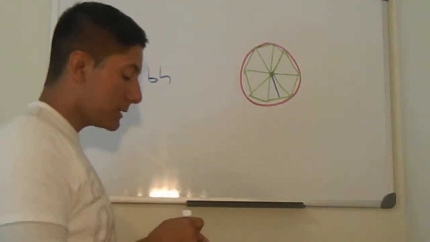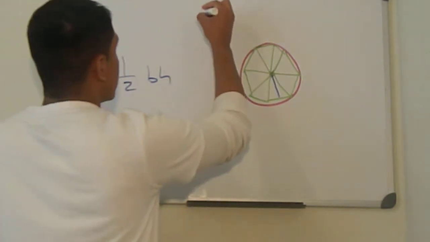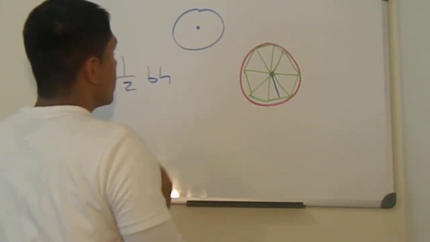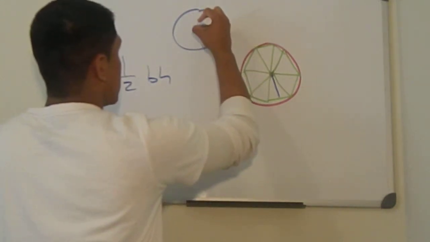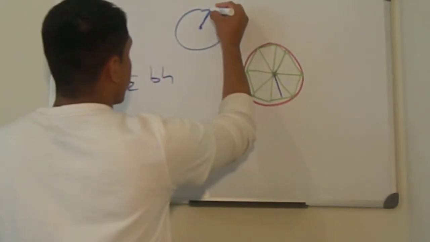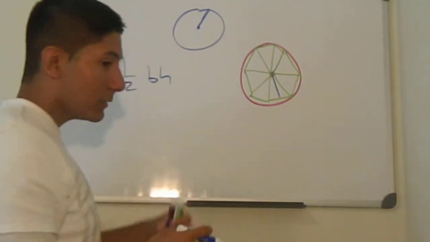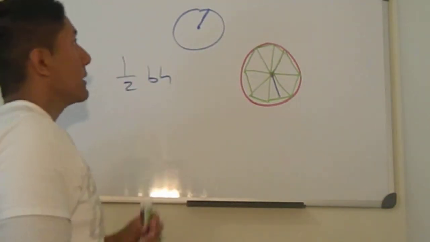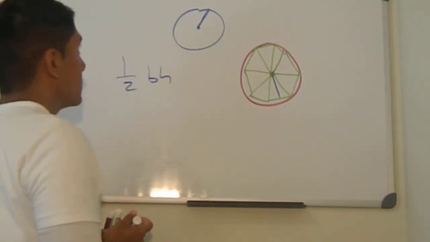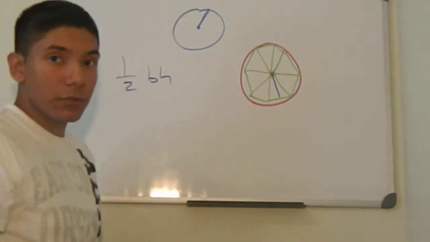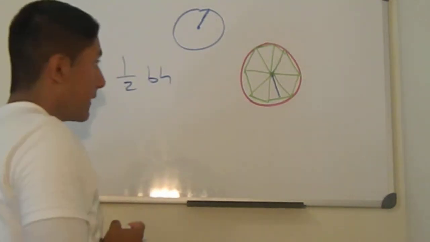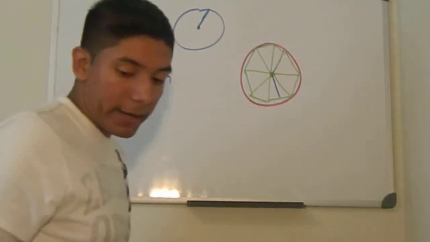But the key idea in this derivation is that if we draw our circle and we draw an infinite amount of triangles in with infinitely small bases, and add all those triangles up, then we get an accurate, exact calculation for the area of a circle. And so if we follow this idea, then we actually get pi r squared, and I'll walk you through that now.